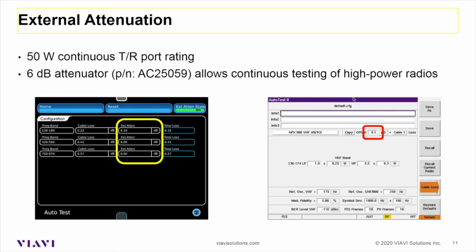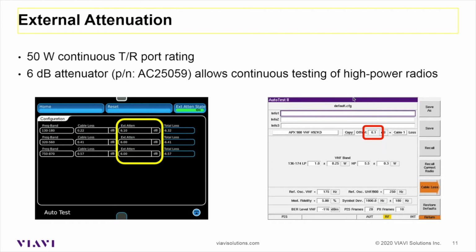So while we're talking about loss and compensating for loss, both the 3920 and the 8800SX will handle 50 watts continuously into their TR ports. When we start going above that, though, we start dealing with a duty cycle. So if you're testing a 100-watt radio, you're limited to somewhere probably around 30 seconds of continuous transmitting before we kind of want you to stop doing that for a while and let us cool off. That's okay if you're manually testing radios.